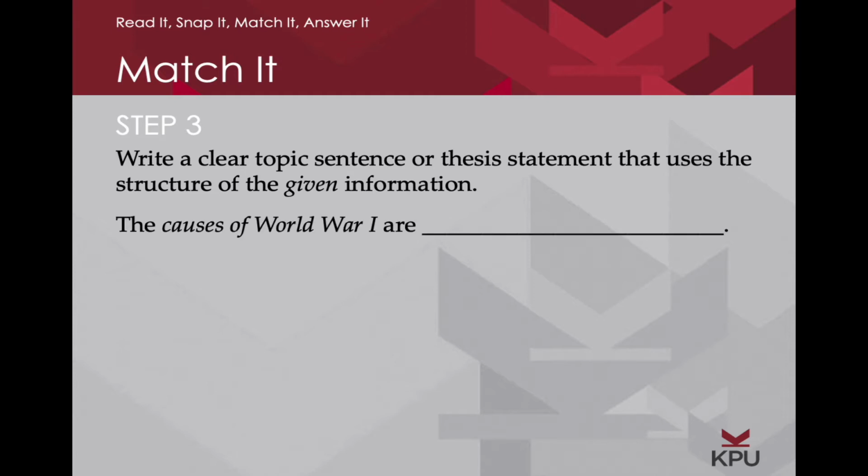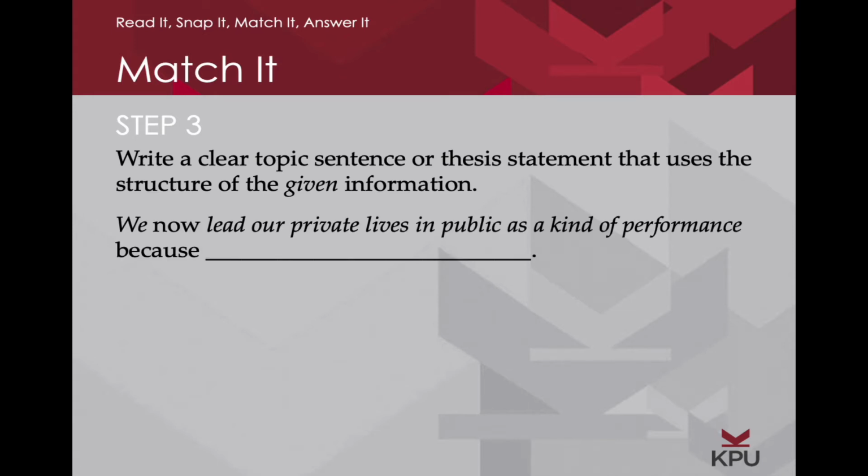So we look at our World War I example. Our given information was there are causes of World War I. We could write, use the given information, causes of World War I, and we can write the causes of World War I are, and then we supply the answer as our topic sentence, and then we can expand on it in our short answer. With our larger essay question, we can use that given information again. We now lead our private lives in public as a kind of performance because that's one direction you can answer this question. You agree with the question, and then you supply the reasons after the because.